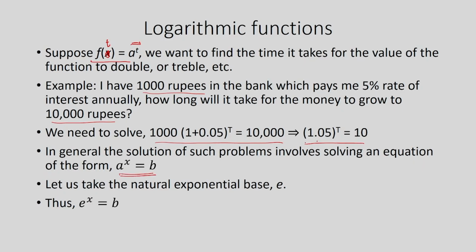Right here, in this particular case, a is equal to 1.05 and b is equal to 10. And we take the natural exponential base, which we know is small e, that was our natural exponential base. So, instead of small a, I am replacing the small a by small e. So, I get e to the power x is equal to b.